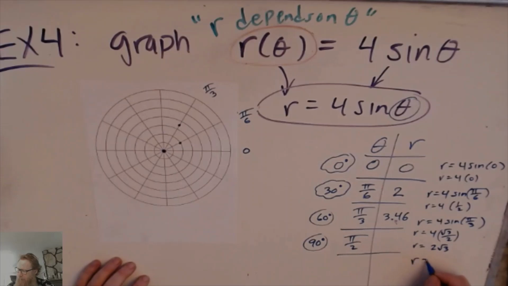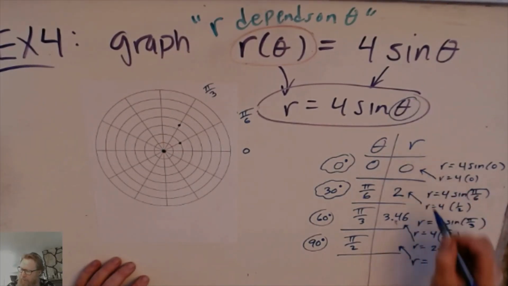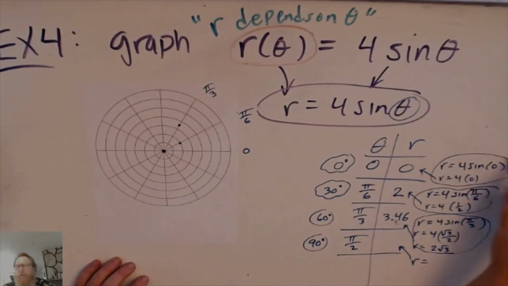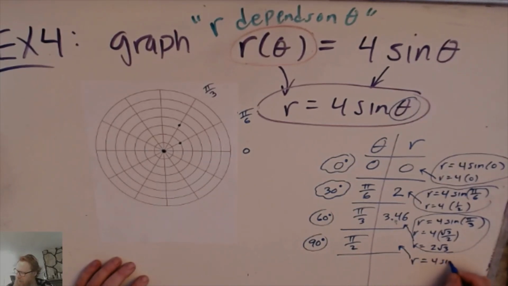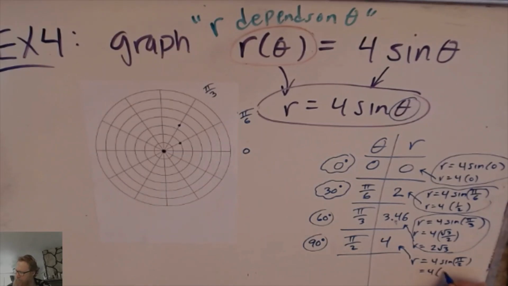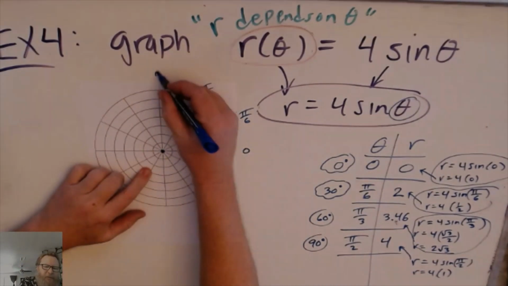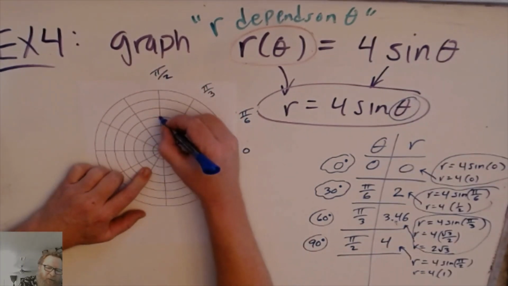Next, we'll go to 90 degrees, pi over 2. I know I'm a little bit off here on where these r's go. Let me clean up my work here a little bit. So now I'm doing this one. That'll be 4 sine of pi over 2, which is 1. 4 times 1, so that's just going to be 4. All right, so pi over 2 is up here, 90 degrees. 1, 2, 3, 4 units.